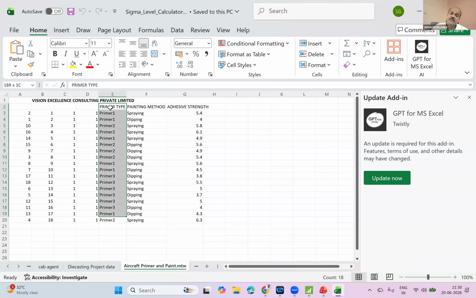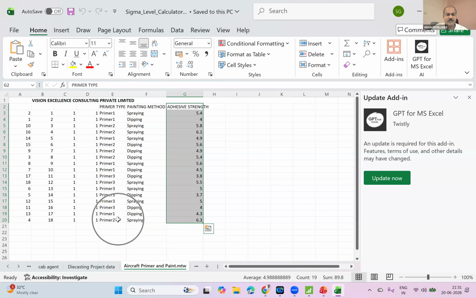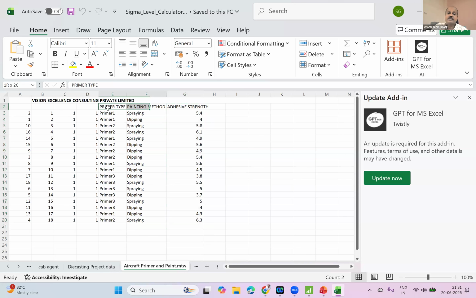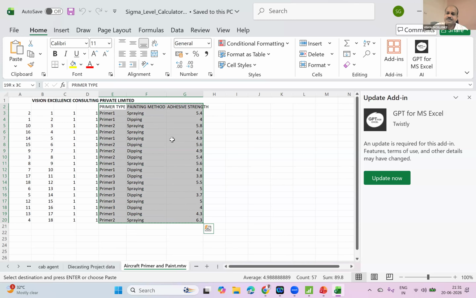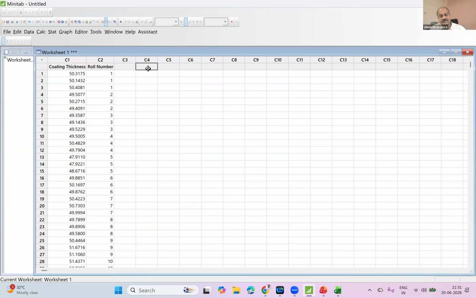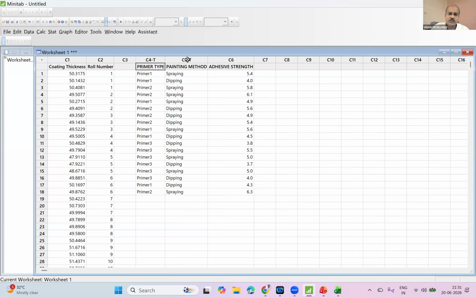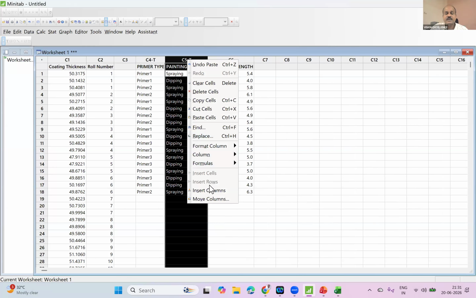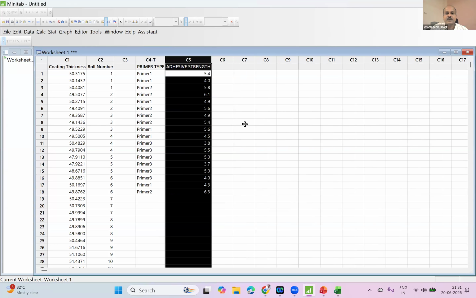How to select this? Select this. So I just select these things. Later I will remove, no problem. Control C. Now I go to Minitab. I just paste all of them here. Right now I don't want this column. Let me delete this.